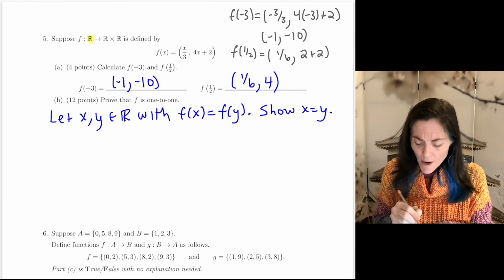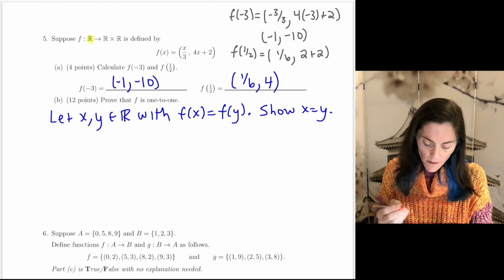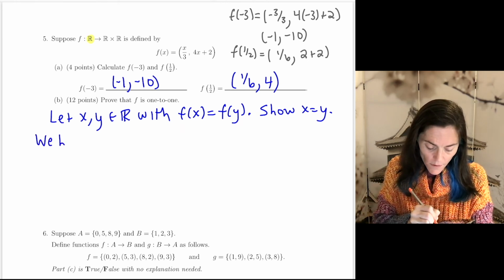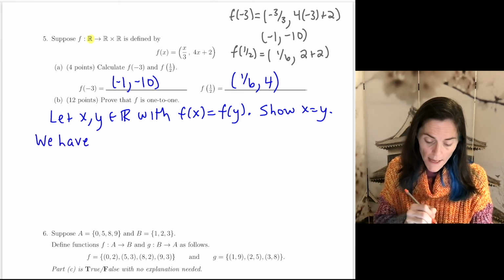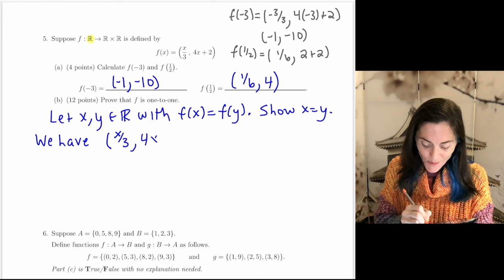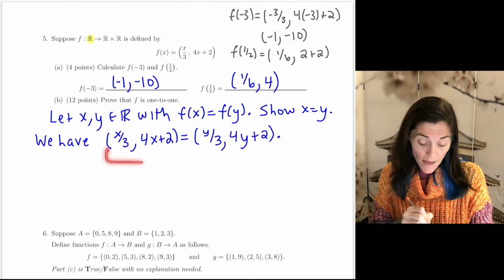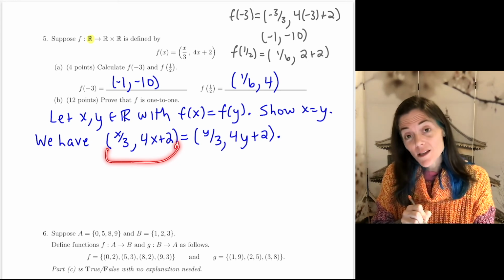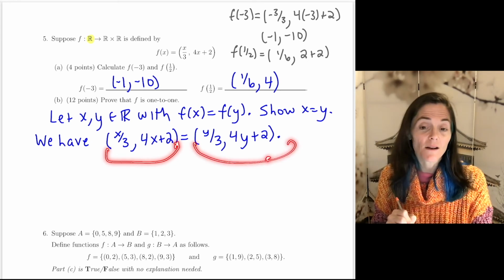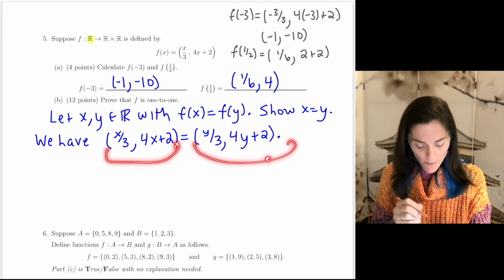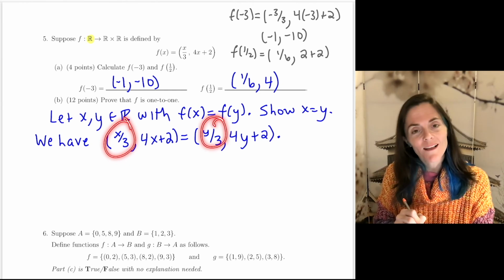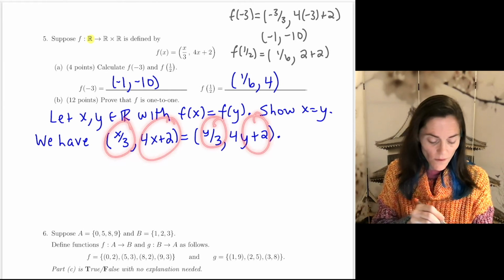Well, we have to unravel what this means. We have f of x equals f of y means x over 3, 4x plus 2 equals y over 3, 4y plus 2. If this element in R cross R equals this element in R cross R, the only way that's possible is if the first coordinates are equal and the second coordinates are equal.